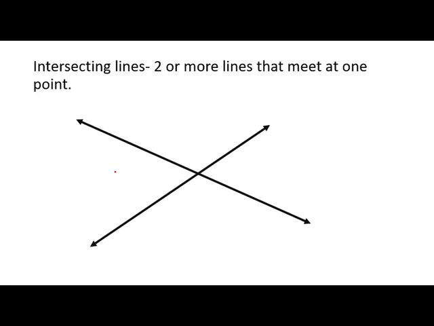Intersecting lines. So, pag sinabing intersecting lines, those are two or more lines that meet at one point. So, sinasabi dito, isang condition lamang ang binabanggit dito sa ating intersecting lines. At yun daw ay magmi-meet at one point. So, ito po yung point na sinasabi nila.